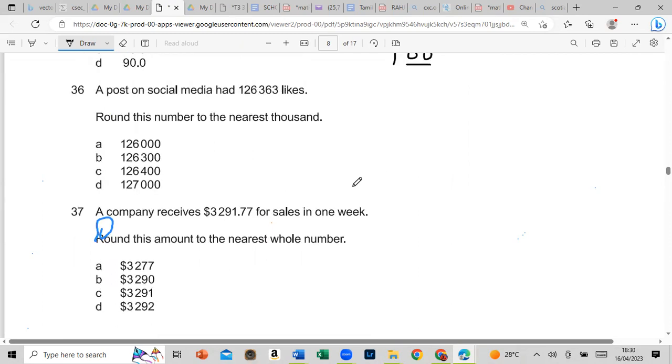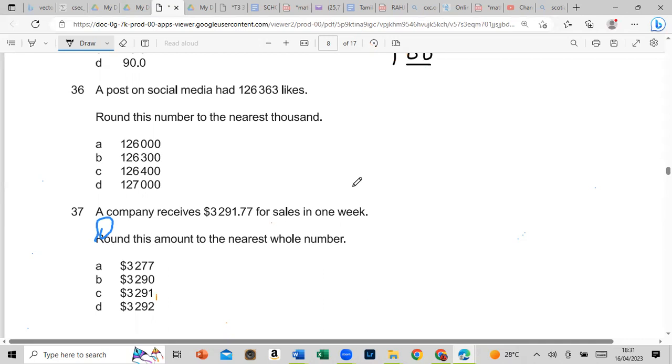As I say, we're just going with the flow. 36: a post on social media had 126,363 likes. Round this number to the nearest 1,000. Everybody loves social media. Sir, it's A, 126,000. Why A?